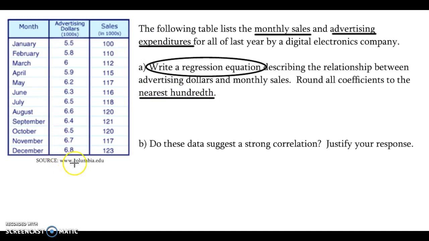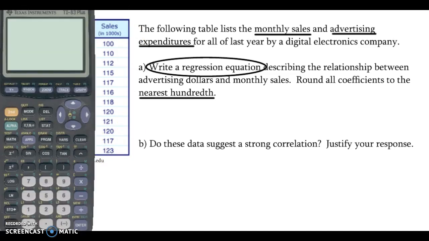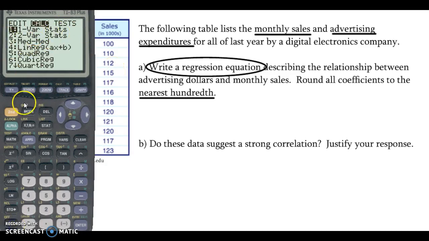So what we're going to do is take all this information, the advertising dollars, and all this information, the sales, and we're going to put them into our calculator. So I open up my calculator, and I turn it on, and it looks like somebody's been using it before. So you should recall the reset procedure, which is second plus 7, 1, 2.